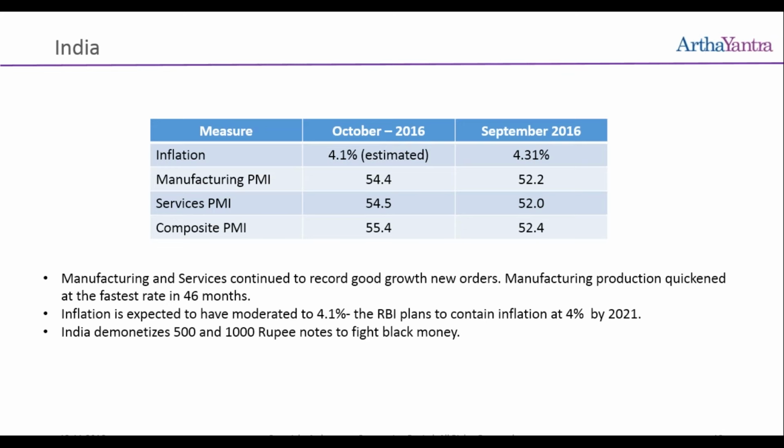Manufacturing activity picked up. We saw 54.4 as the manufacturing activity PMI in October compared to September. The composite PMI as such has picked up as a whole. Now, this once again is because of the rather positive business sentiment that was taking place in October.